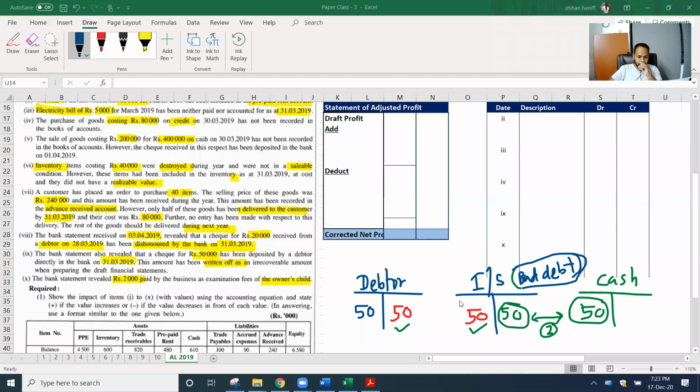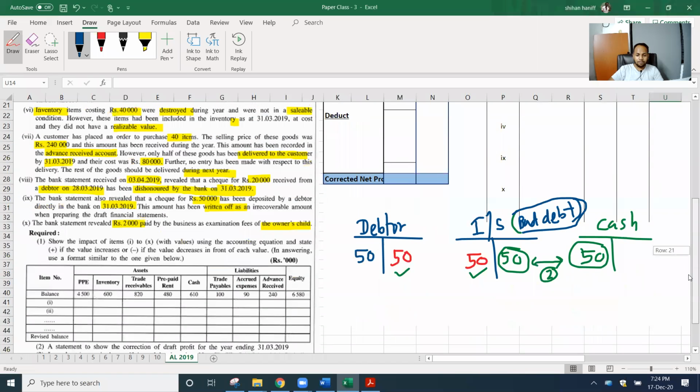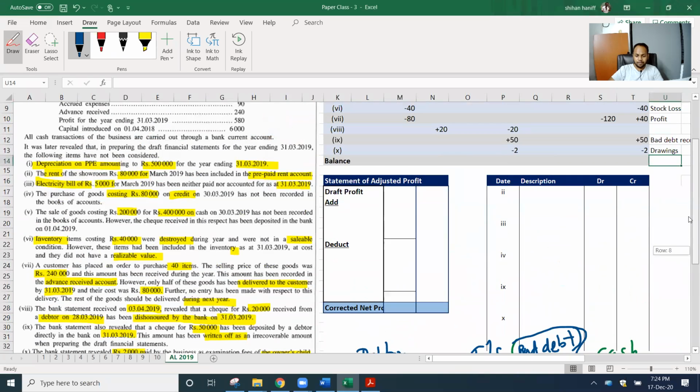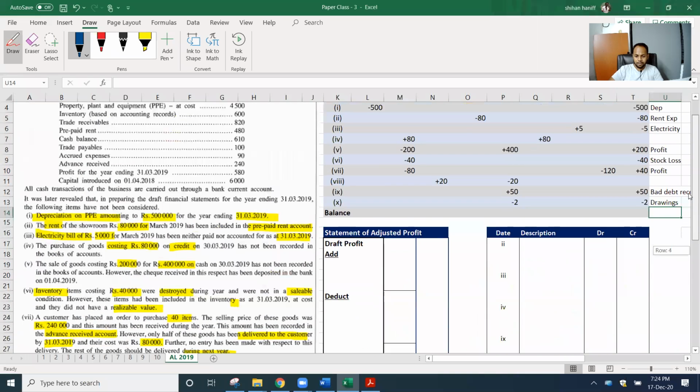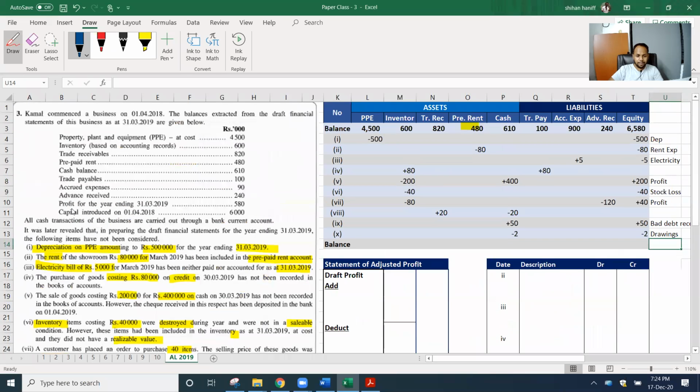Okay. Right. So next, the question is a statement to show the correct draft profit for the year ending 31st March 2019. So correct draft profit. Now, in the question, they have given the profit for the year is 580. So that is the draft profit. 580 is the draft profit.